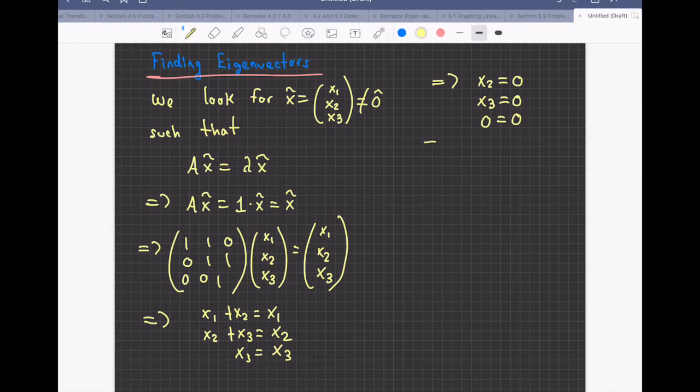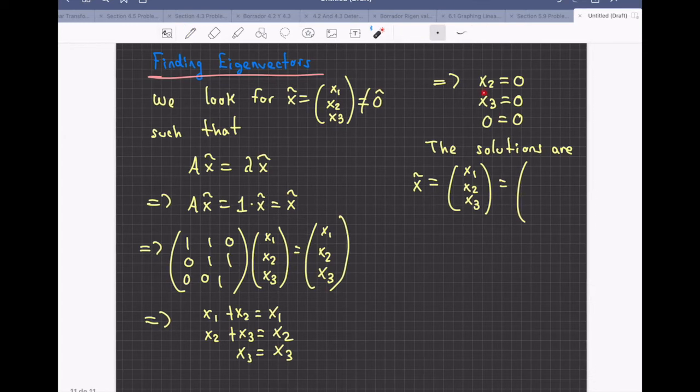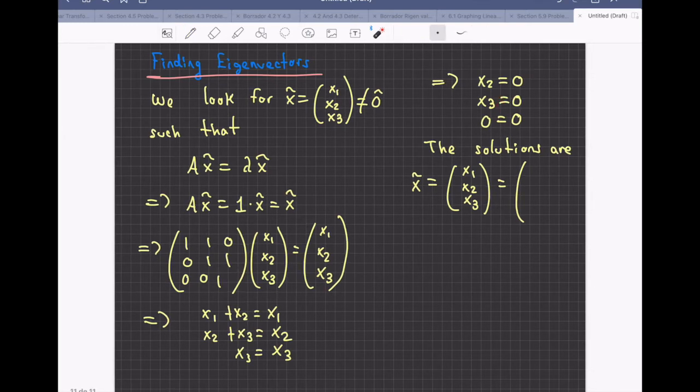So the solutions are x equal to x1, x2, x3 equal to, notice, all of them, they are 0, x2 and x3. The x1 is not here, so it is a free variable. x1 can have any value. So in this case, we have x1, 0, 0.